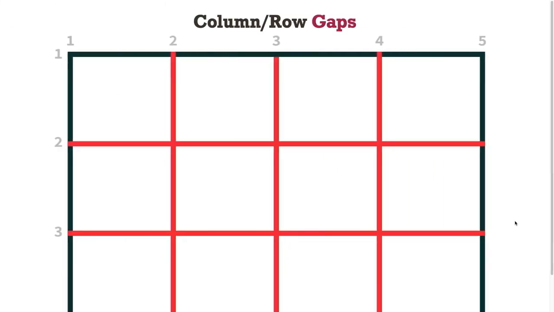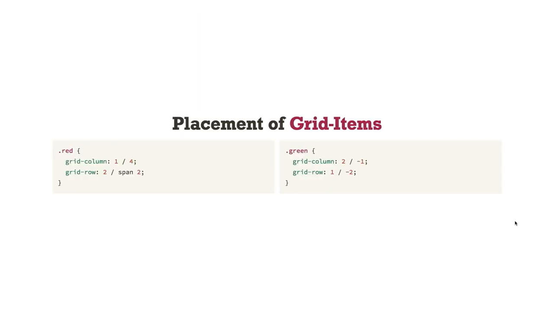You've got column and row gaps. Those are between the columns and the rows. Those are your gutters.